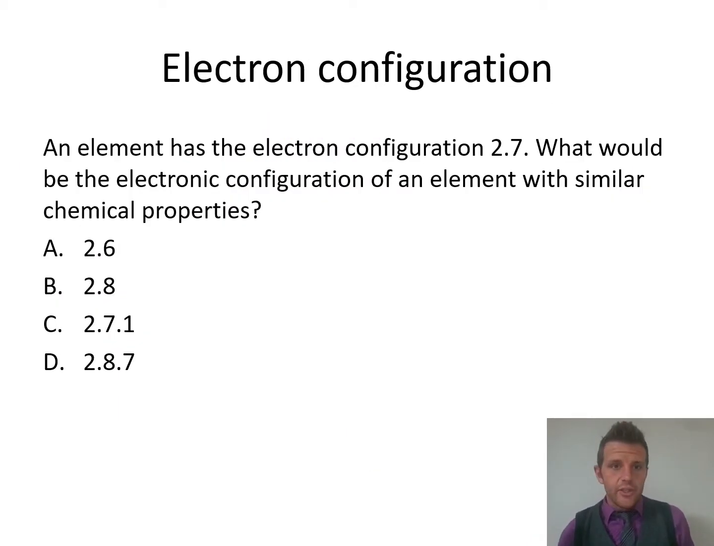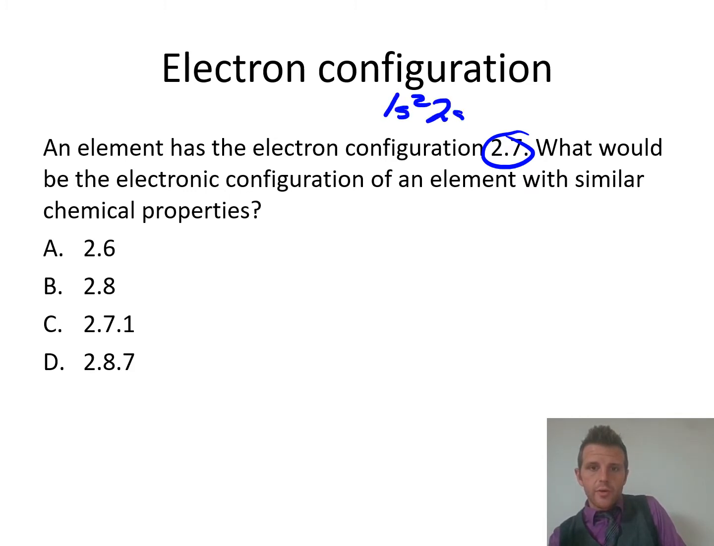Electron configuration. An element has the electron configuration 2, 7. In other words, we could write this as 1s2, 2s2, 2p5. This doesn't actually help us solve the problem at all. This is just Mr. Parks doing teacher things and forcing in review wherever he can possibly cram it in.